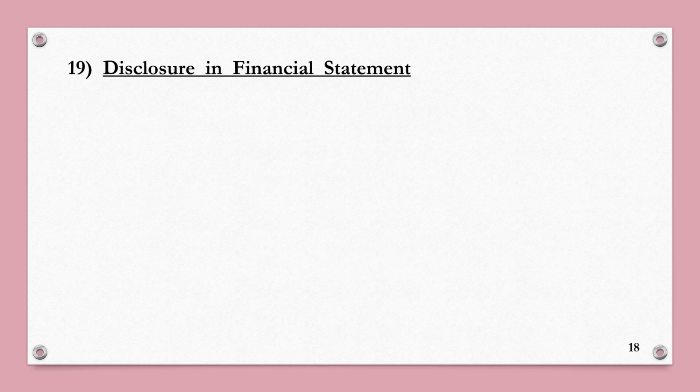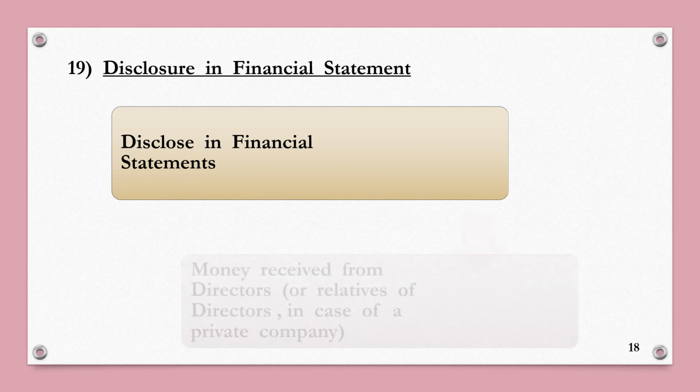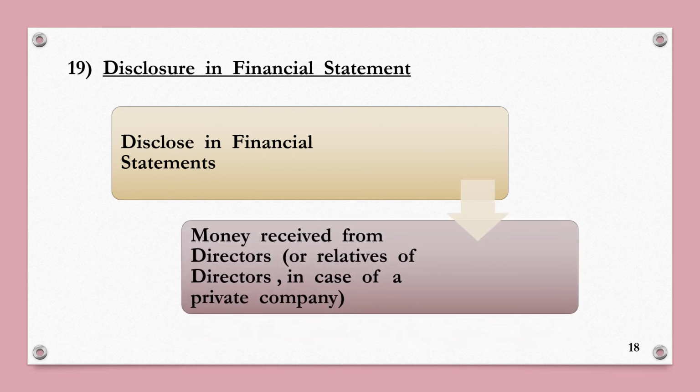The next is related to disclosure to be made in financial statements. The company needs to disclose in financial statements the money which it received from directors, relatives of directors in case of private company. Financial statements are the formal records of financial activities and position of company which provide relevant and important financial information in a structured manner and in a form which is really very easy to understand.